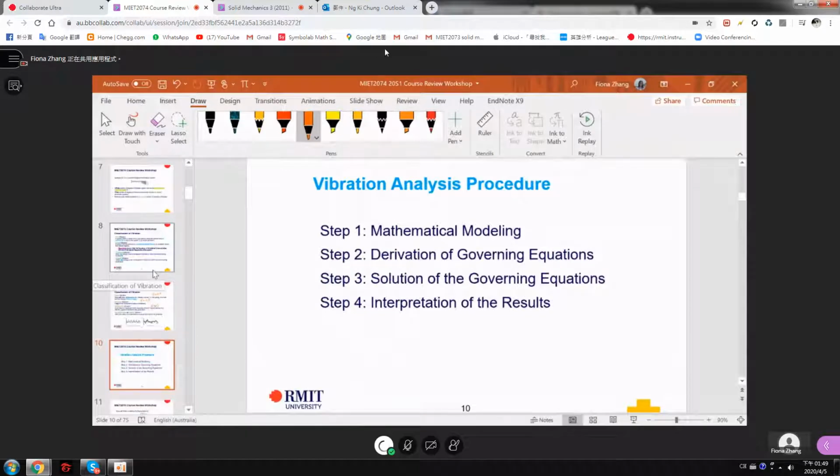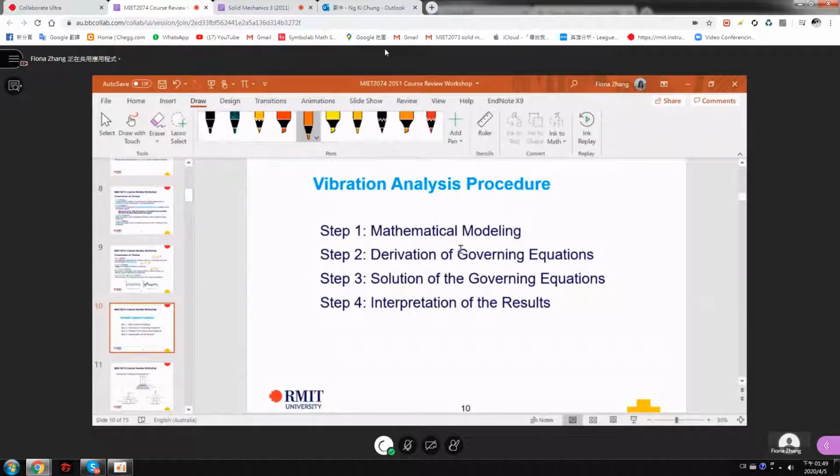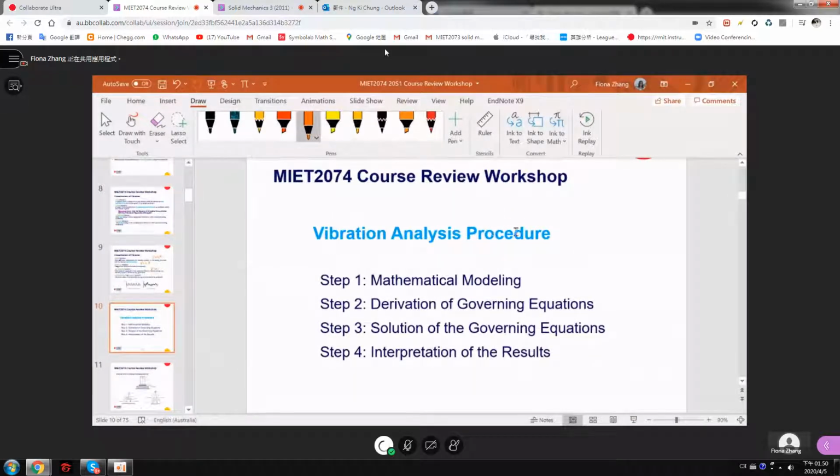After we introduce the classifications, including the number of degrees of freedom, we take a look at how we do the analysis. This is a general vibration analysis procedure, with four steps. The first step is mathematical modeling. Later we'll show some examples. You can model in a simple way or a more complex way, and how you model it affects the accuracy of your analysis. But if you make it too complex, it becomes very difficult to analyze, so you need to balance this.